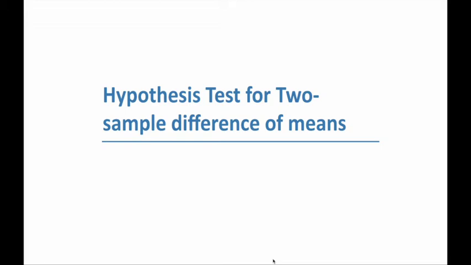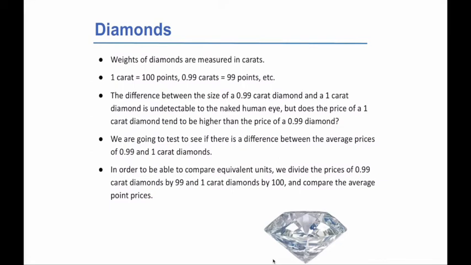Test for two-sample difference of means. So we're going to use our diamond example. I can't remember if we did this one with confidence intervals or not, but we're going to do it now for hypothesis testing. So weights of diamonds are measured in carats. 1 carat is 100 points, 0.99 carats is 99 points, etc.